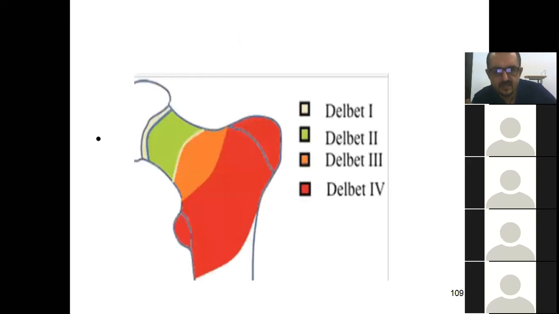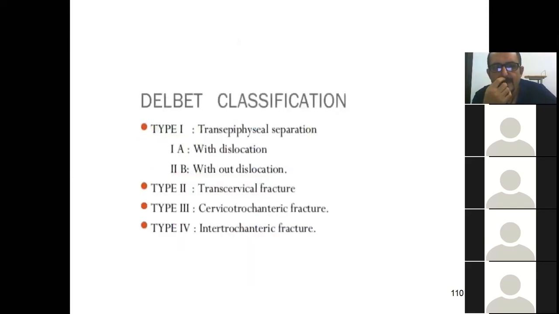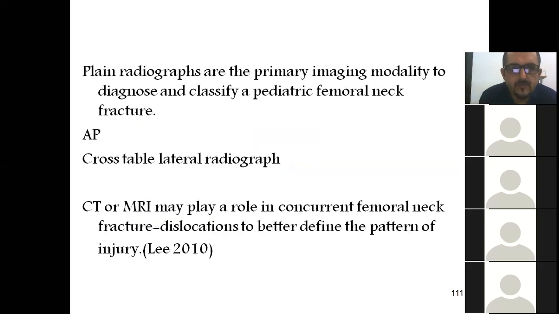They can give you a pediatric X-ray and ask you what is the classification, and don't jump into Garden's classification. There is another classification for pediatric fractures. So Delbet type 1 is classified into A and B. A is with dislocation and B is without dislocation. To assess it, you can do a plain radiograph AP view and a cross table lateral radiograph. Don't jump into frog leg lateral. Frog leg lateral cannot be done in trauma patients. It's a cross table lateral view. Then you can do a CT or MRI if needed, but most of the times you don't need these images.